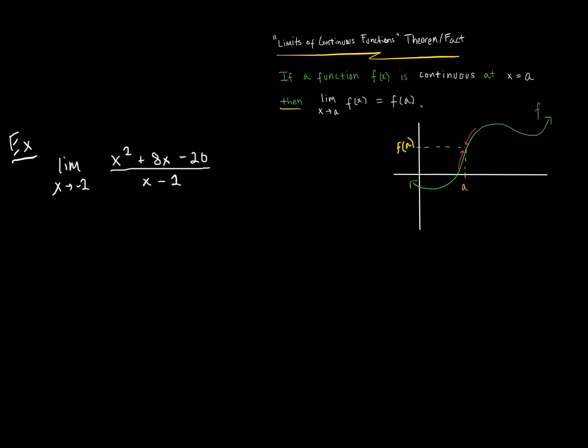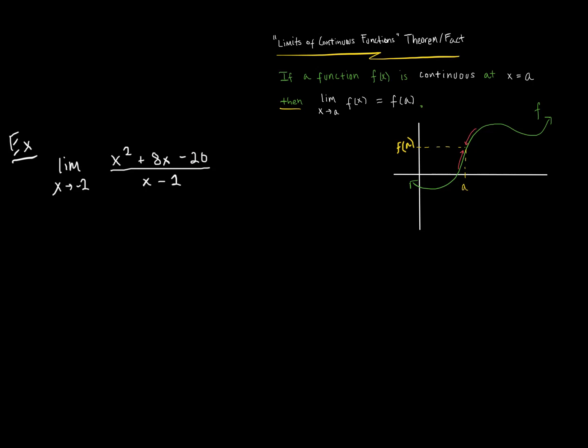So we can take advantage of our theorem, and our theorem says, look, if it's continuous at this value a, then the limit as you're approaching that value a is just going to be equal to the value of the function when you plug in that value a. And so all we have to do to find this limit is actually plug in, or in other words, substitute in this -2 into our function.